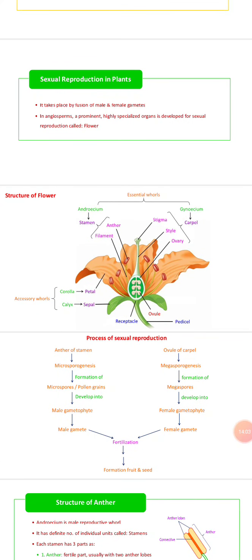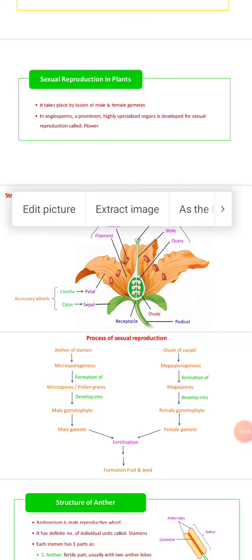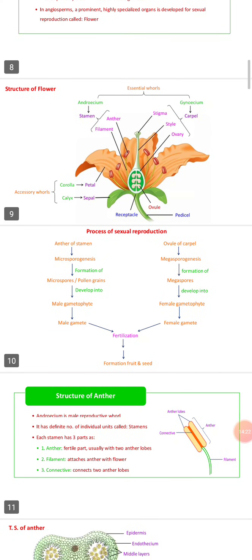In the plant, the flower is the site where exactly sexual reproduction takes place. The flower is the reproductive part of the plant. If you observe its structure carefully, it has 2 different types of sex organs: the androecium and the gynoecium. These are the essential floral whorls. Androecium is the male sex organ, and gynoecium is the female sex organ.